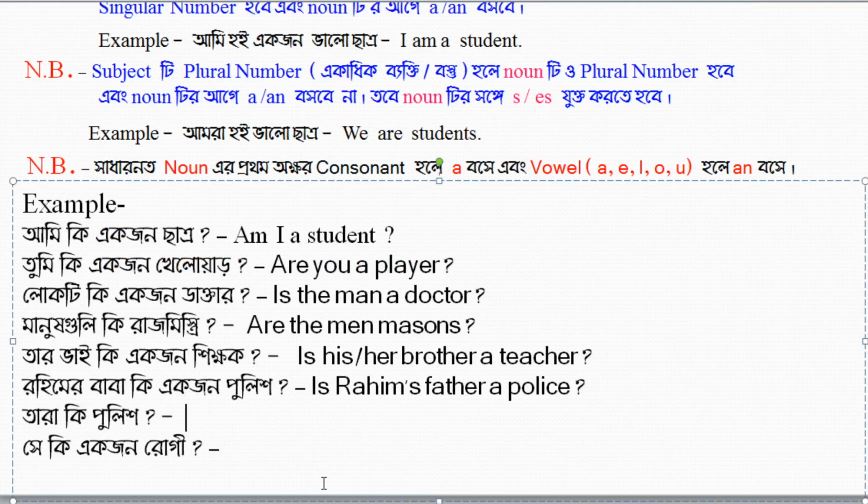Next question: are they police? They means plural, so you have to just use are. Are they policemen? Next: is she a patient? Who is the subject? The subject is he or she and the noun is patient. For one person it is is. Is he or she a patient?